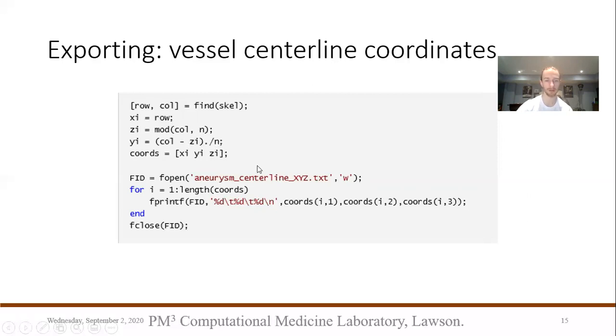Here I'm opening a file to write the coordinates to. This is the file name, and then the W denotes that I'm writing to it. And then for each line of coordinates, I'm going to write X, Y, Z, and continue for the entire list of coordinates, and then close my file. And closing the file is very important so that it doesn't get corrupted when the program finishes. And that is it for my method.